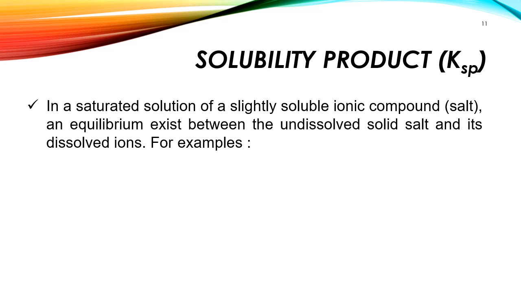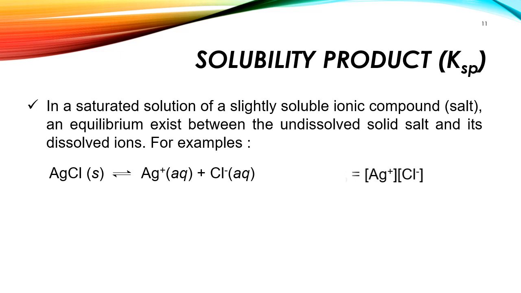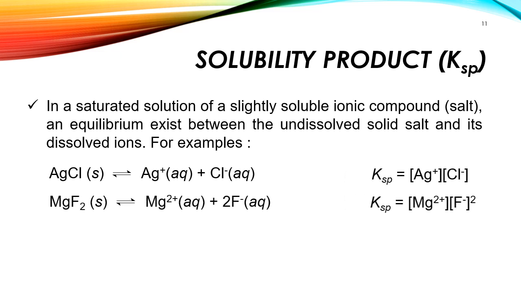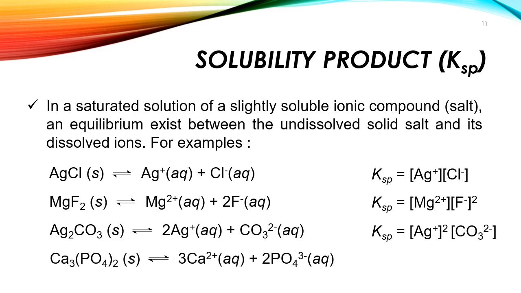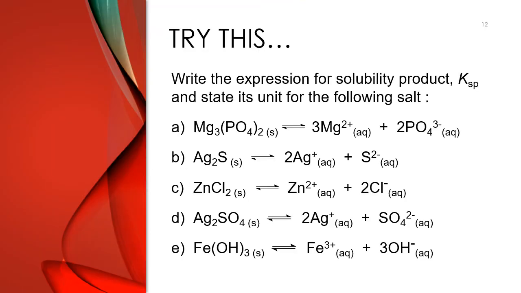In a saturated solution of a slightly soluble ionic compound, an equilibrium exists between the undissolved solid salt and its dissolved ions. For example, argentum chloride, magnesium fluoride, argentum carbonate, and calcium phosphate. Observe how the Ksp expression is written for each of the equations. You also can try these questions to improve your understanding.